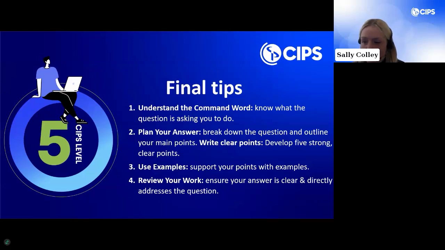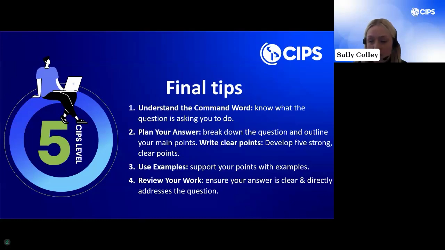Plan your answer. So again, taking that moment to plan your answer. Think about the main points that you need to cover. Don't just go and dive in. So we said we have 45 minutes per question. So plan for 5, write for 30 minutes, and 10 minutes to check per 25 mark question. Make sure that you write clear points using the question's weighting, so 25 marks, to create the right amount of strong points that are clear and well explained.